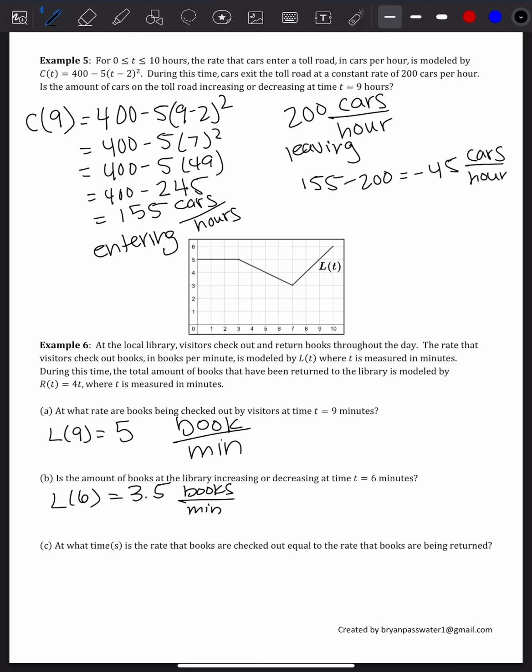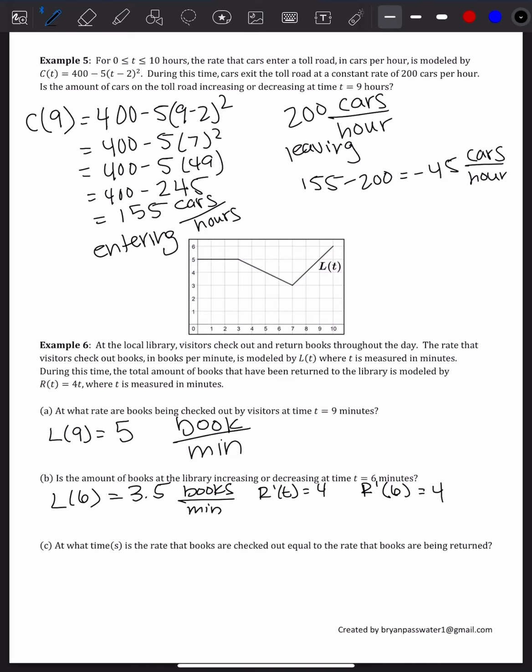When we look at R of t, it is the total number of books that have been returned to the library over minutes. So this is not a rate. So we need to find R prime of t. R prime of t happens to be 4. So we know the rate that books are being checked in, no matter when, is going to be 4. So R prime of 6 is 4.